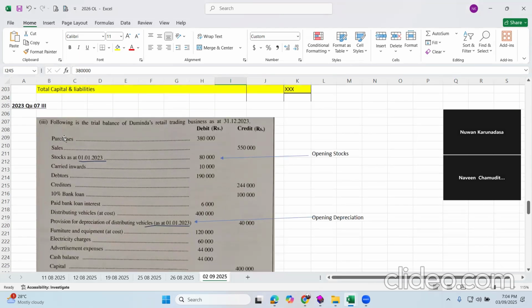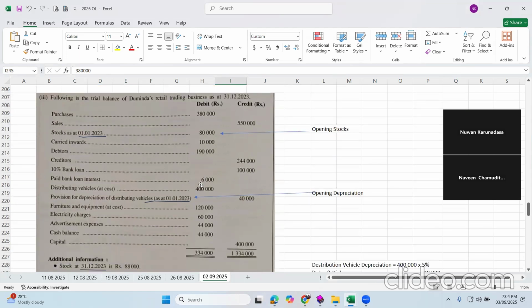Here all the accounts' year-end balances have been summarized. You can see here there are description column, account name, debit and credit. As I said yesterday, debit has the expense and asset balances, and credit has the liability, capital and income account balances, closing balances, right? So we'll read it. Following is the trial balance of Duminder's retail trading business as at 31st December 2023.